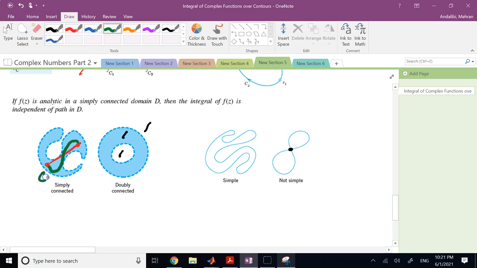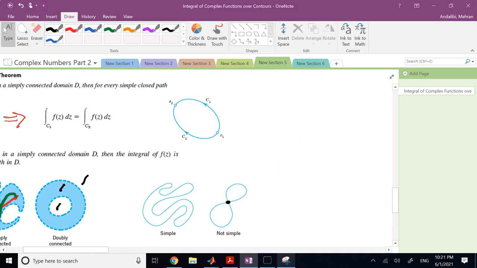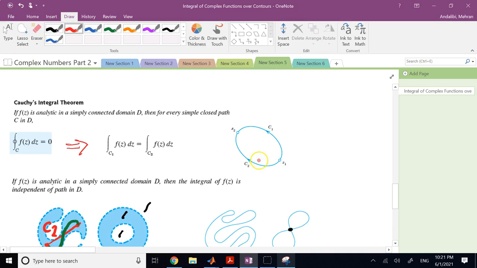Then if I call this one C1 and if I call that one C2, then the integral of f of z dz over C1 is the same as the integral over C2, and that's what you can see here. So in this domain, f of z is analytic, and that domain is simply connected. So it doesn't matter how I go from z1 to z2, whether along path C1 or path C2, the integral result is the same. Okay, that's the important Cauchy's integral theorem.